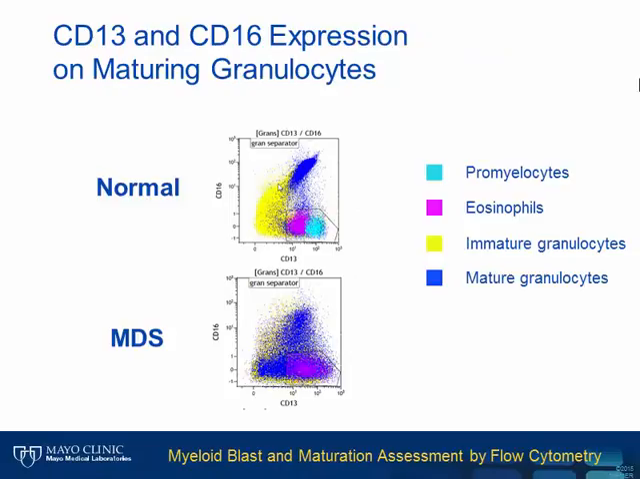The third parameter for assessing dysplasia by flow cytometry is maturation pattern of granulocytes on CD13-CD16 plot. Normal granulocytes show sequential progression from promyelocytes in teal color, which are CD13 positive, CD16 negative, through yellow, immature granulocytes showing negativity for both CD13 and CD16, to finally blue, mature CD13 and CD16 positive neutrophils. This pattern of normal maturation shown in the upper panel is lost in a subset of MDS cases as shown in the lower panel.